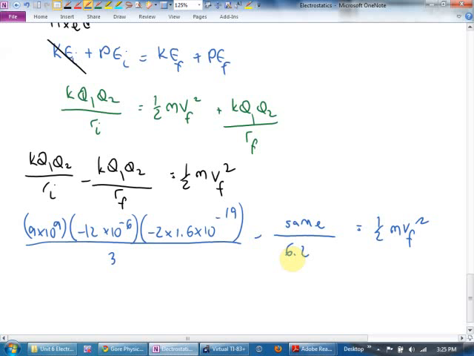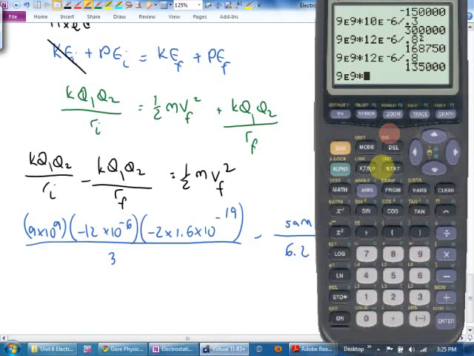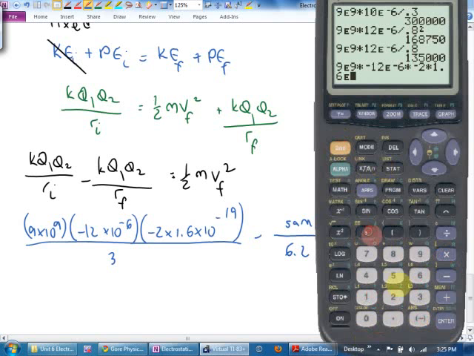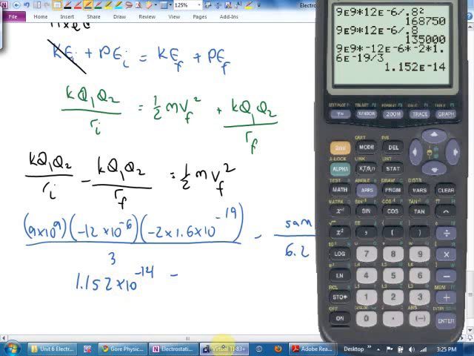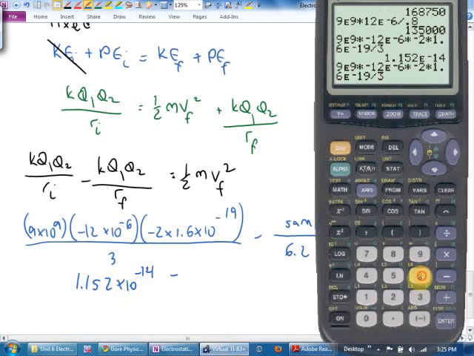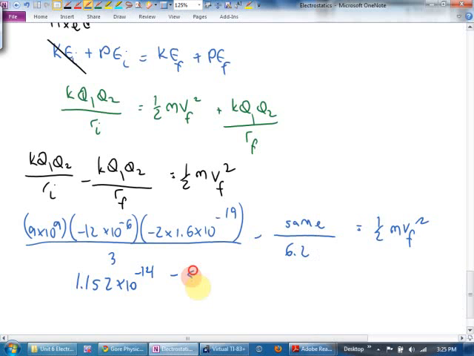It's going to be 9 times 10 to the 9th times negative 12 times 10 to negative 6 times negative 2 times 1.6 times 10 to negative 19, divided by, so the first one is a 3. I get 1.152 times 10 to negative 14, minus the same thing, but we're going to divide by a 6.2. And I get 5.574 times 10 to the negative 15. This equals a half MV final squared.